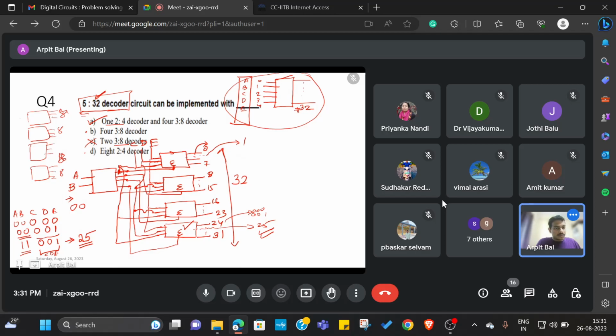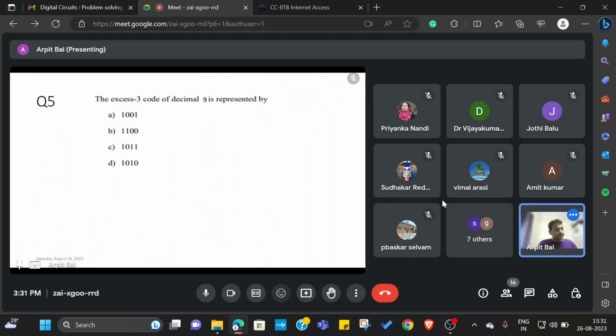Okay, then we can move on to the next question. Here we have to find out the XS3 code of decimal number 9. XS3 code is not a weighted code, and for finding out the XS3 code, we have two simple steps.